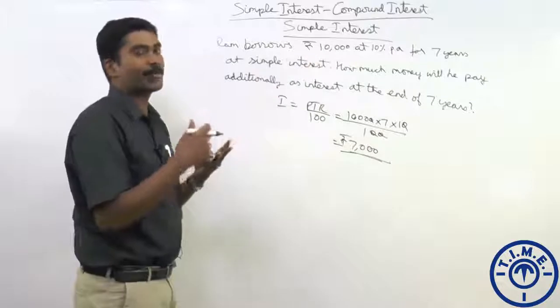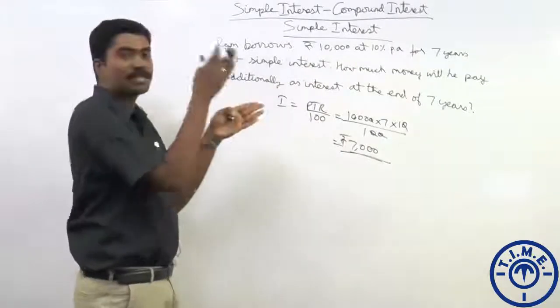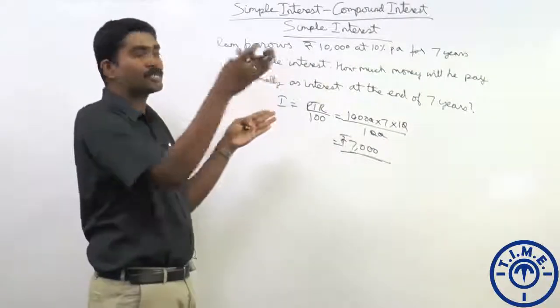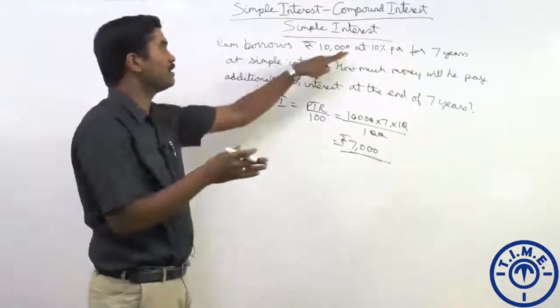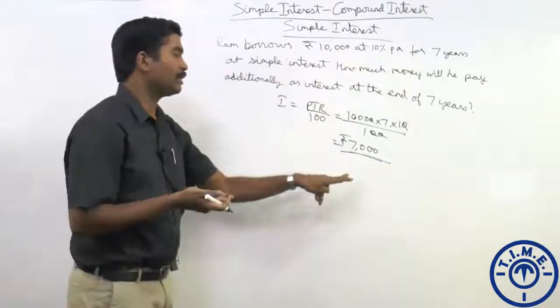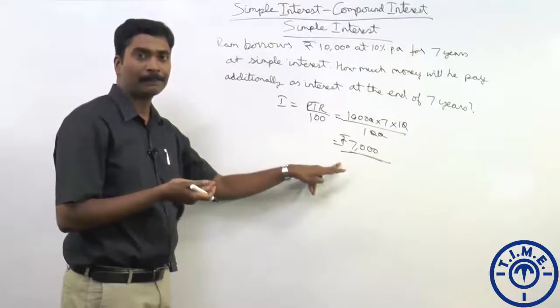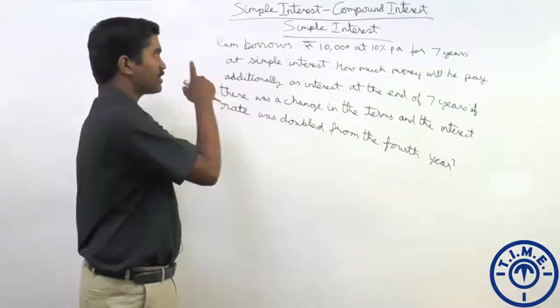So, I can actually answer the same question orally. First year I will pay 10%, and so on for 7 years, that would be 70%. 70% of 10,000 would be 7,000, and that is my answer directly. Let us look at a variant of the same question.